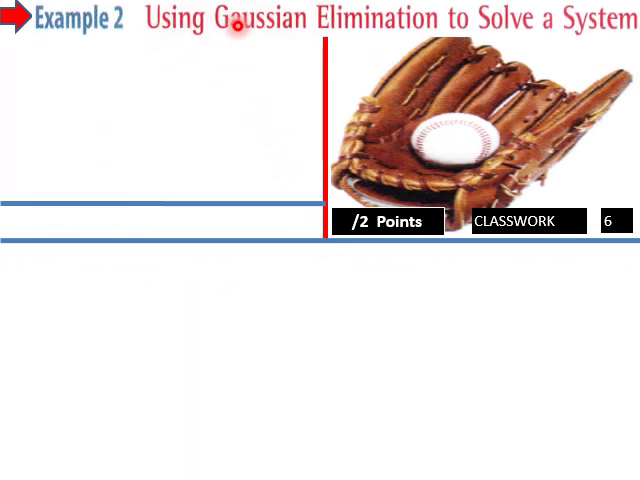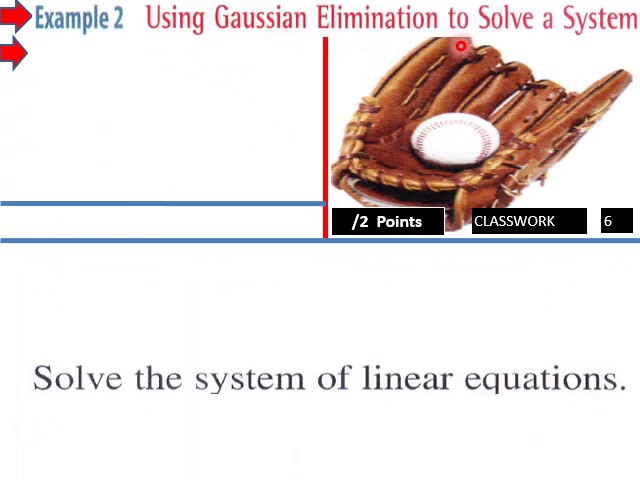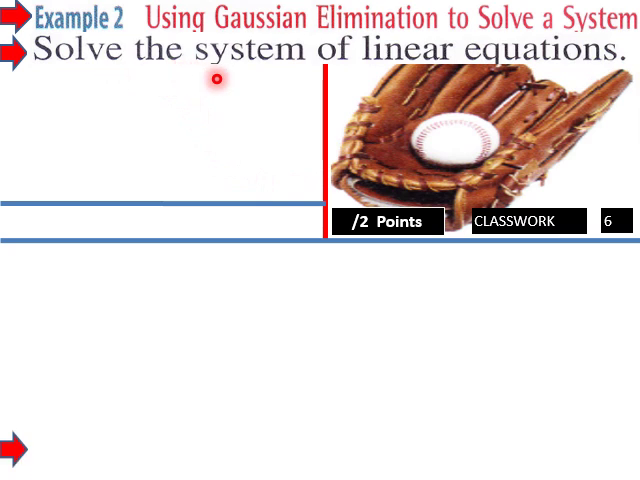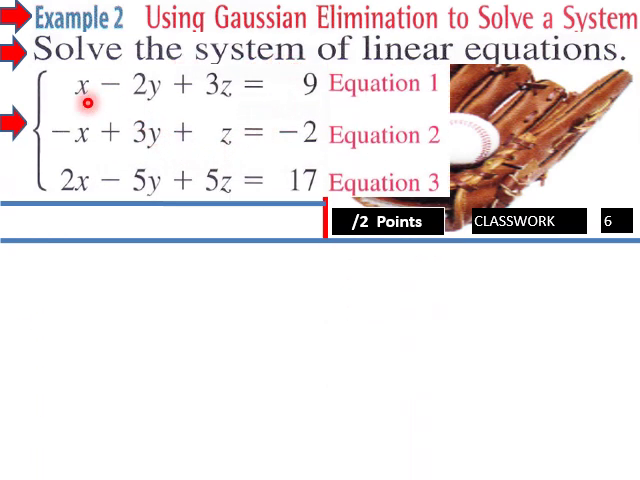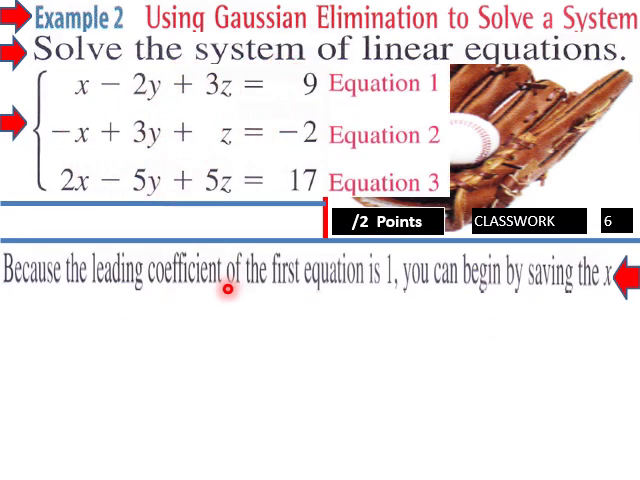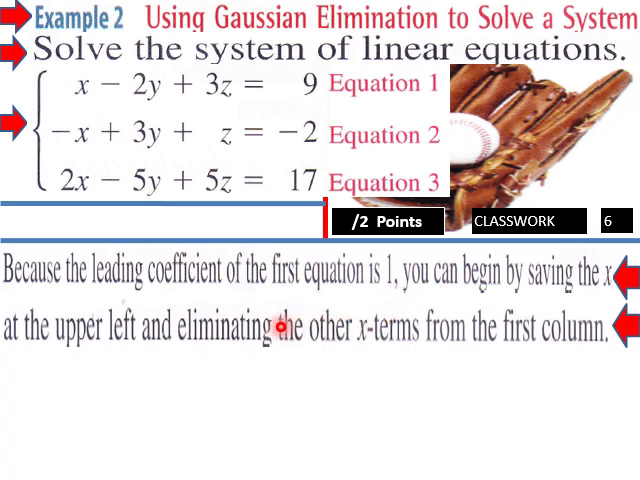Let's try one, example 2, using Gaussian elimination to solve a system. Solve the system of linear equations. So here's our system here. What do we do with that? Because the leading coefficient of the first equation is 1, you can begin by saving the x at the upper left and eliminating the other x terms from the first column. So we need to get rid of this, we need to get rid of that.